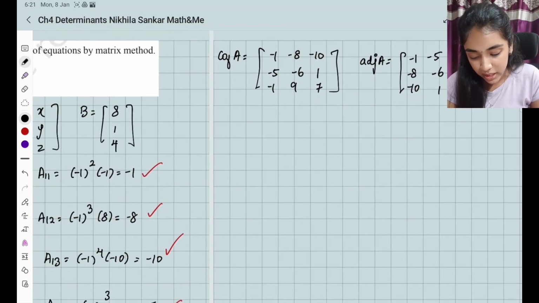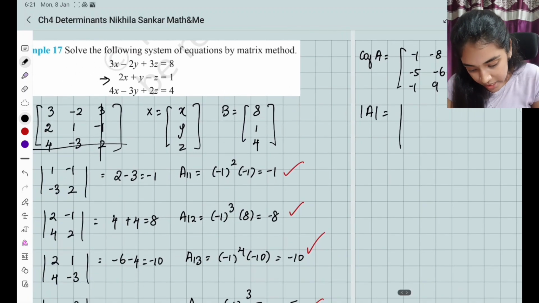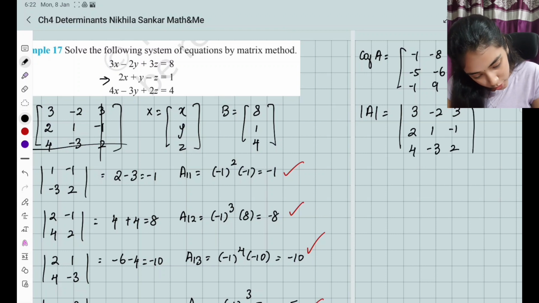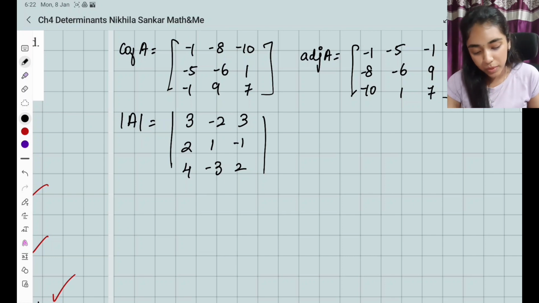Now we need to find the determinant of A. So the determinant of A is going to be the determinant of, what is the A matrix? 3, minus 2, 3, 2, 1, minus 1, 4, minus 3, 2. Okay, so we need to find the determinant of this. So which row shall we expand along? We can do it along row 2.